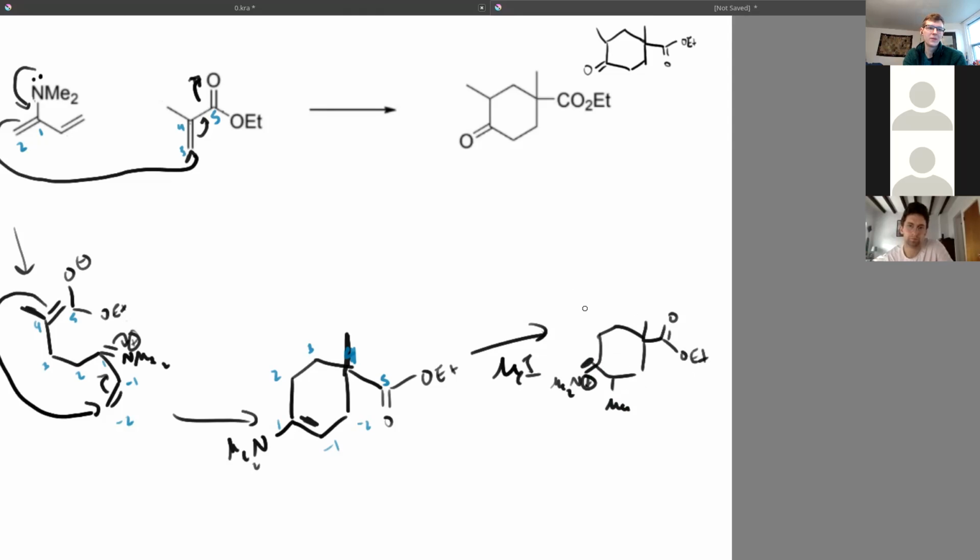I don't know what you do here. You probably just give it acid and light heat to replace the imine with a carbonyl. That's probably a safe bet.